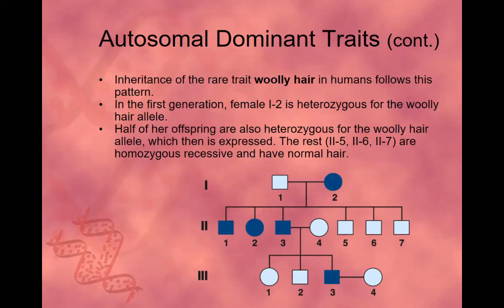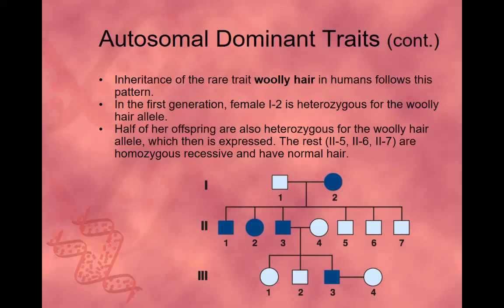Now, when you look at the offspring of 2-3 and 2-4, notice that when you get to the bottom, 3-1 and 3-2 do not have woolly hair syndrome, so we know that individual 2-3 is heterozygous. You can also tell that by looking up at generation 1 and noticing that they have an unaffected father who can only give them the recessive unaffected trait.